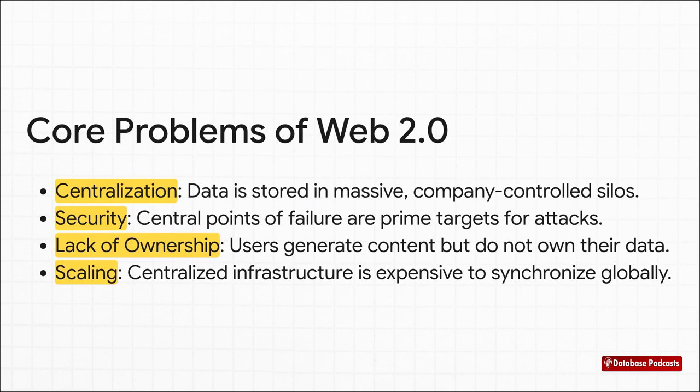So what's actually wrong with the web we use every day? Well, for starters, it's all about centralization. Your data, my data, all of it lives in these giant company-owned silos. That creates a huge single point of failure, making these companies massive targets for hackers and surveillance. But the biggest issue might be the lack of ownership. I mean, we create all the content that makes these platforms valuable, but we don't own our data, and we for sure don't own the platform itself. Plus, trying to scale this model globally is getting incredibly expensive and complicated.